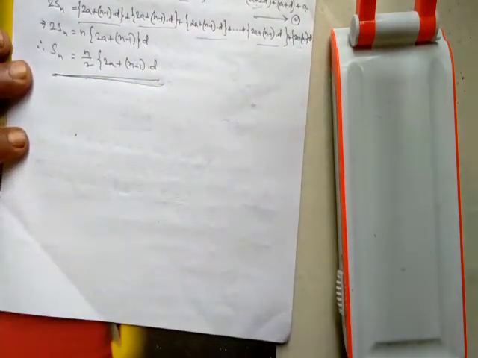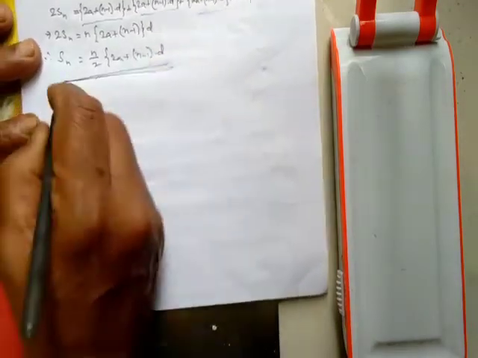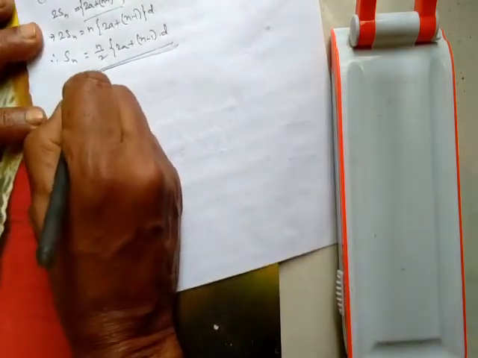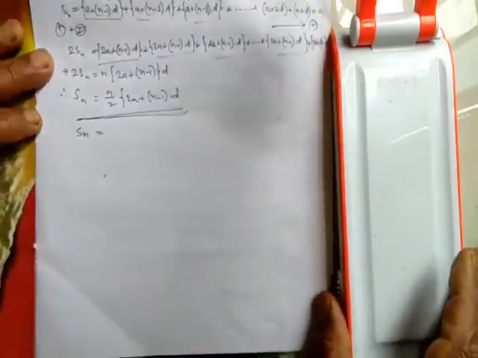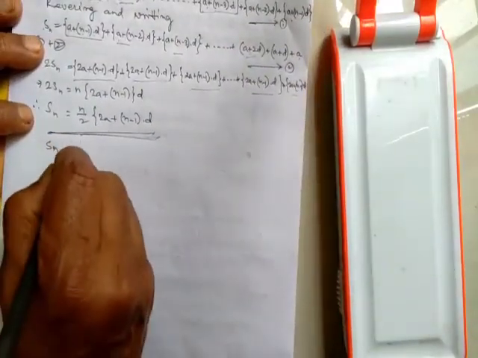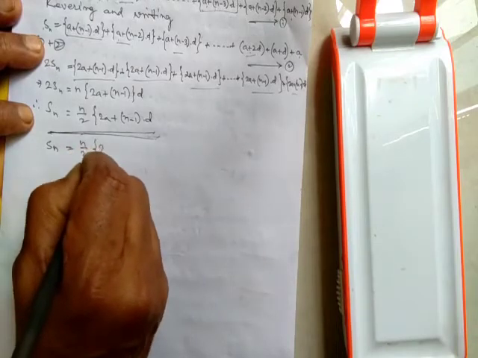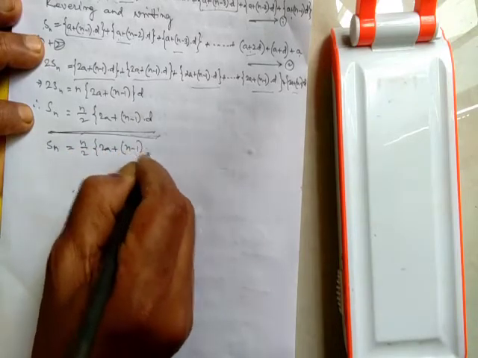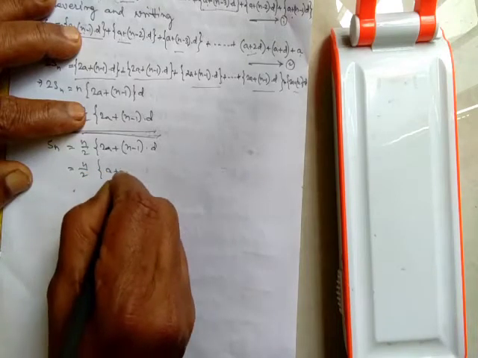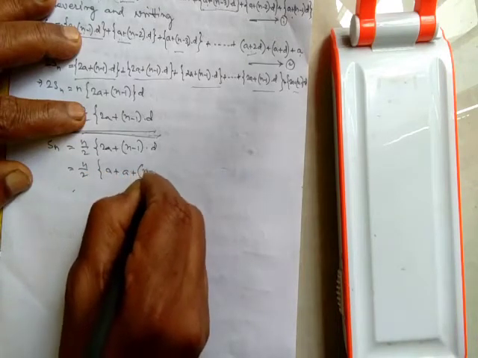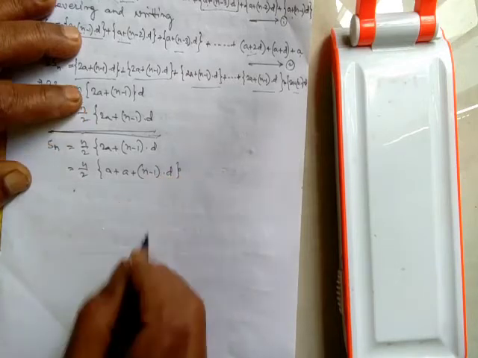Now from here one more formula I want to derive. We got the sum up to n terms is equal to n by 2 into (twice a plus (n minus 1) into d). This is equal to n by 2 into (a plus (a plus (n minus 1) into d)).